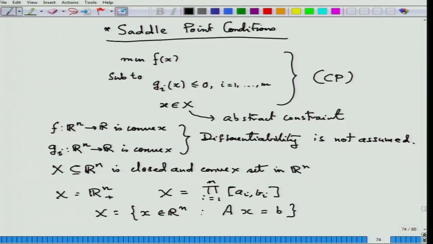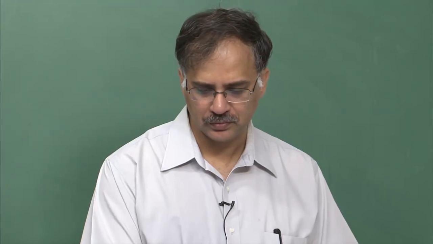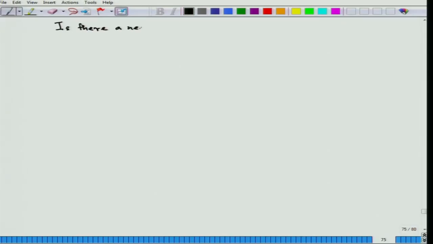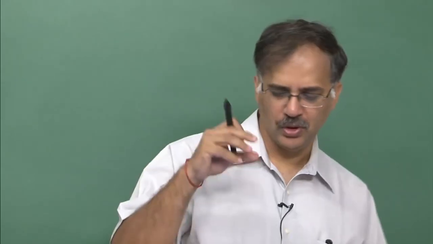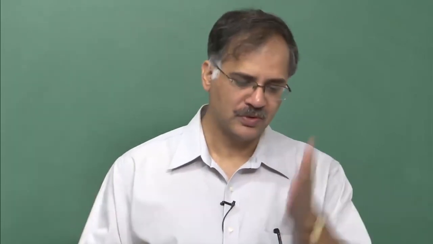Now, the question is: is there a necessary and sufficient optimality condition? You say, okay, what is the problem? Replace gradients with sub-differentials and say 0 belongs to del f x naught plus lambda del g x naught and all those things. But suppose we do not know anything about sub-differentiability either. Is there a more fundamental way of looking at it? Just looking at what it means for a point x bar to be a minimum of such a problem and then try to figure from there if we come to any conditions.